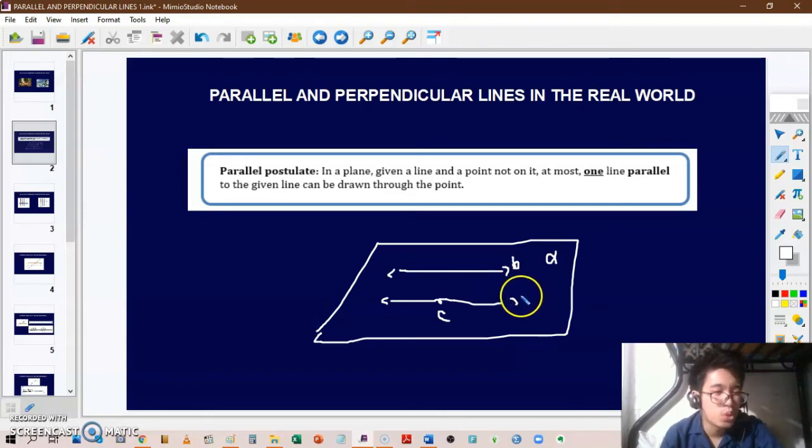Let's say, for example, we drew here a line, let's call it line D. This is the only line that's parallel to line B. We cannot draw another line here. Let's say we draw here line E, and we want to conclude that line E is also parallel to line B. That's the parallel postulate that we have. If you have one point, there's only one line that can be parallel to the given line on a given plane.